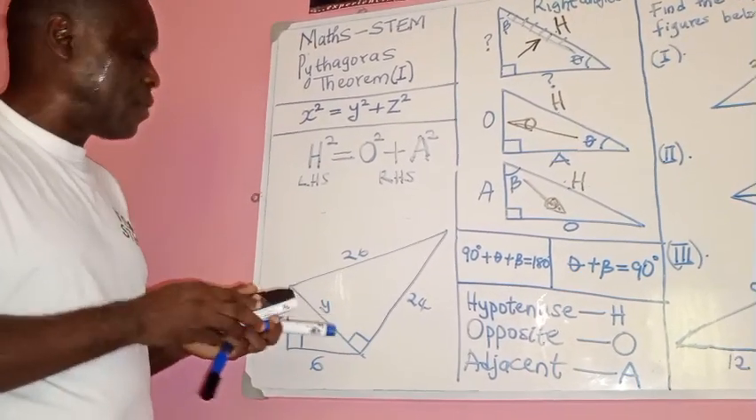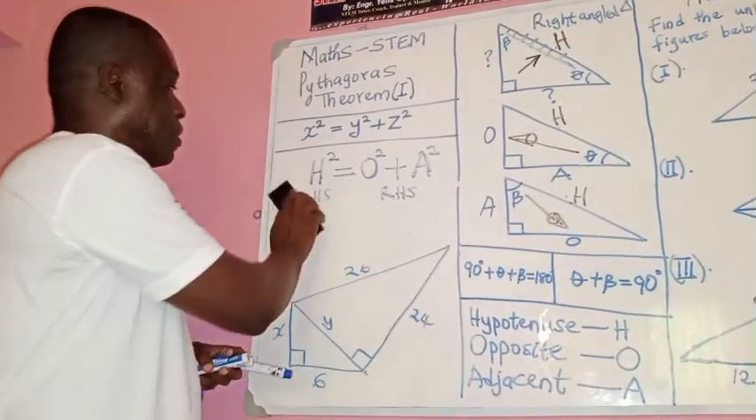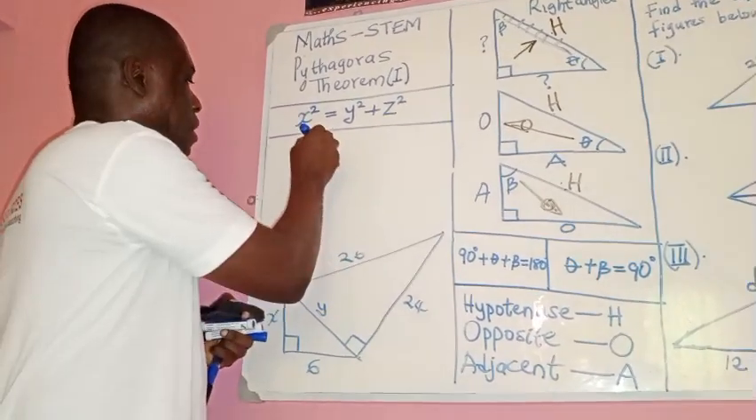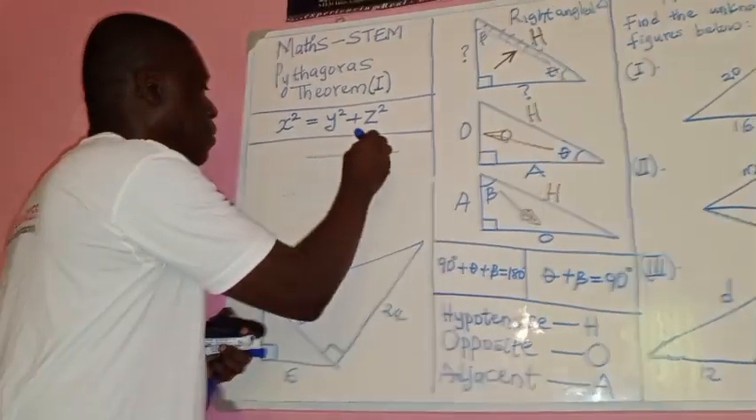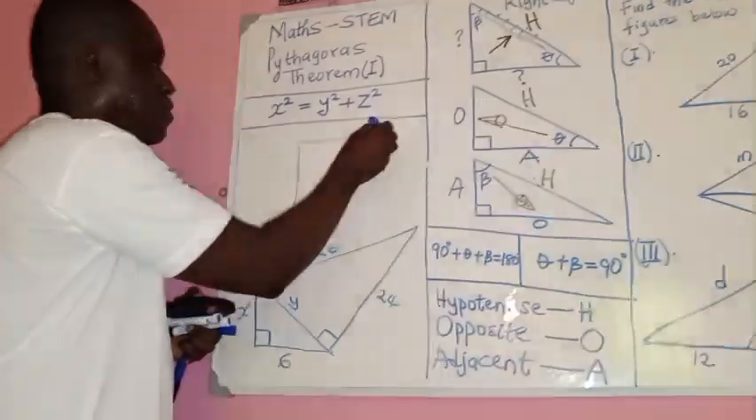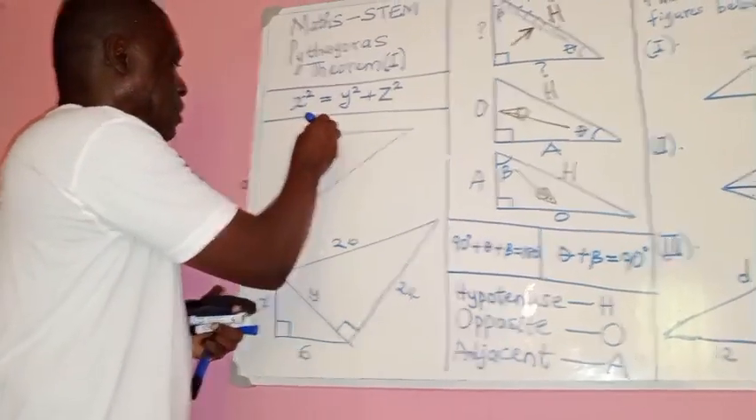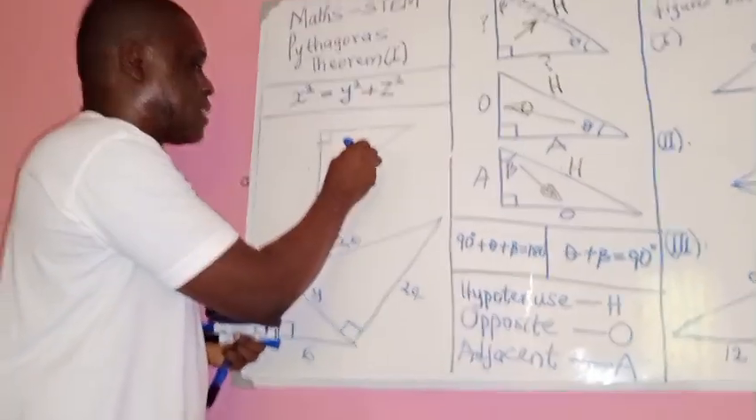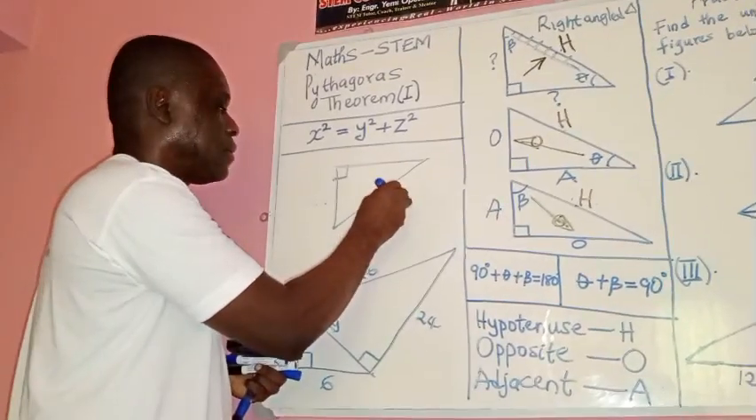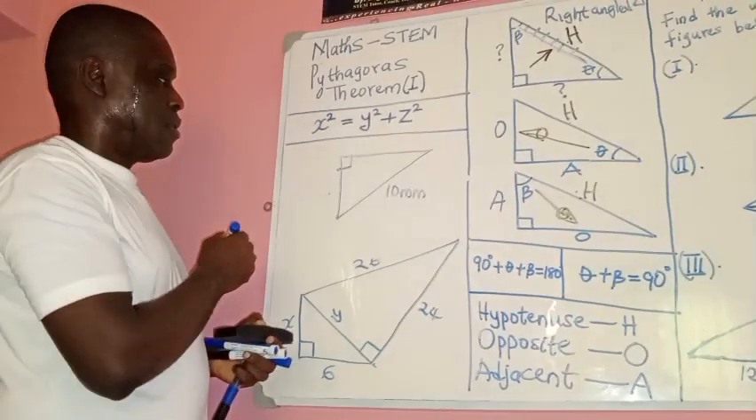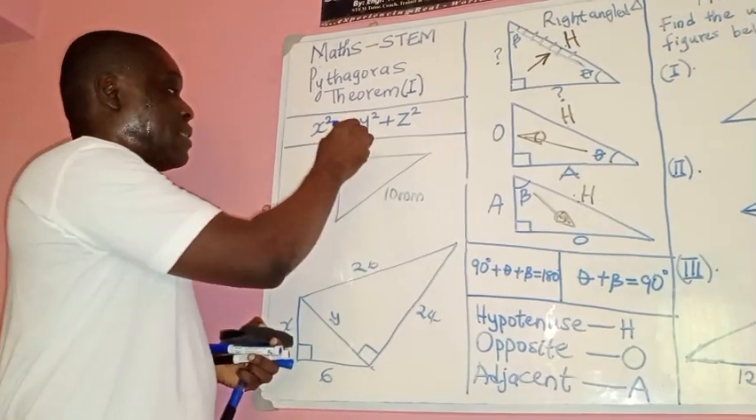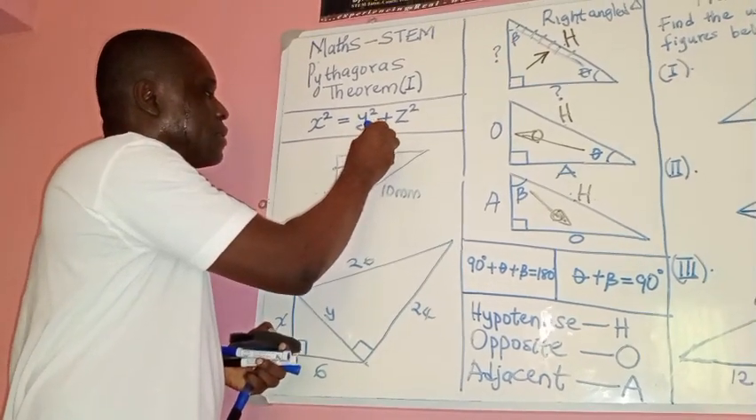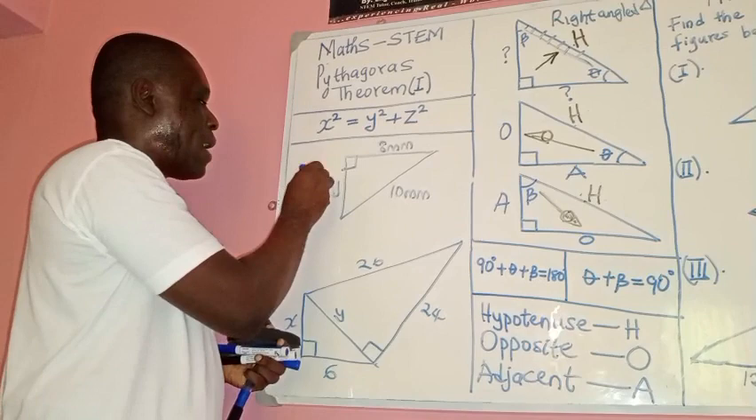Now, can we take an example? Let's take an example on that. Somebody gave you a triangle like this. Look at this right angle triangle. This is the hypotenuse. They say the hypotenuse is 10 millimeter. Then they gave you another side to be 8 millimeter, and they want you to find this other side as y.